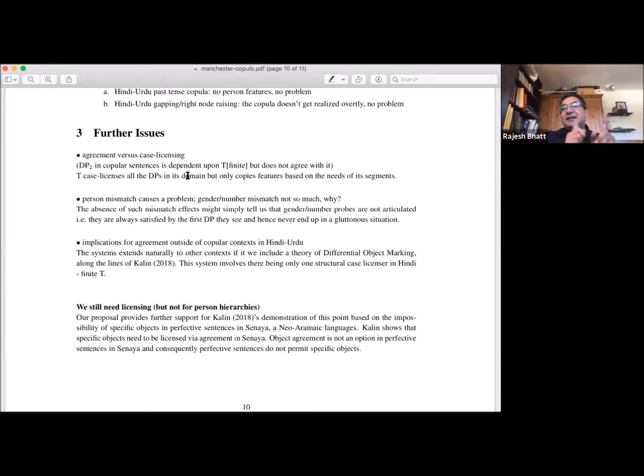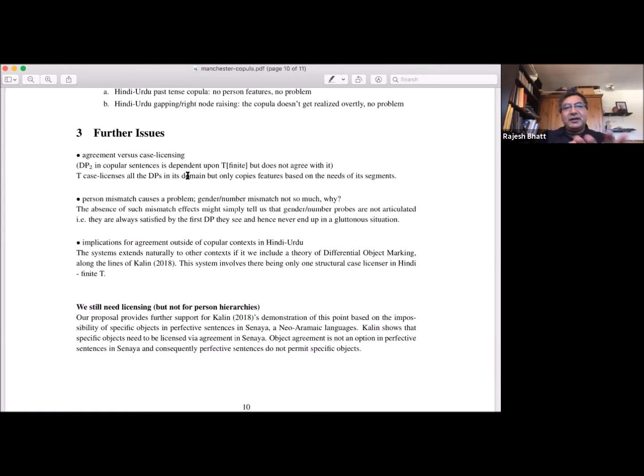So what we are saying is that in a Copula sentence, T is case licensing both the DPs, but in all of the good situations, which are the non-gluttonous situations, it's only agreeing with the first one, because the first one is enough to satisfy the agreement needs of T. So agreement and case licensing are working on a very similar system, but they're not identical. So we're not reducing one to the other. Another issue is that Kuhn and Keine and Wagner reveal that it's not just person mismatch, but apparently in German, they also identify number mismatches.